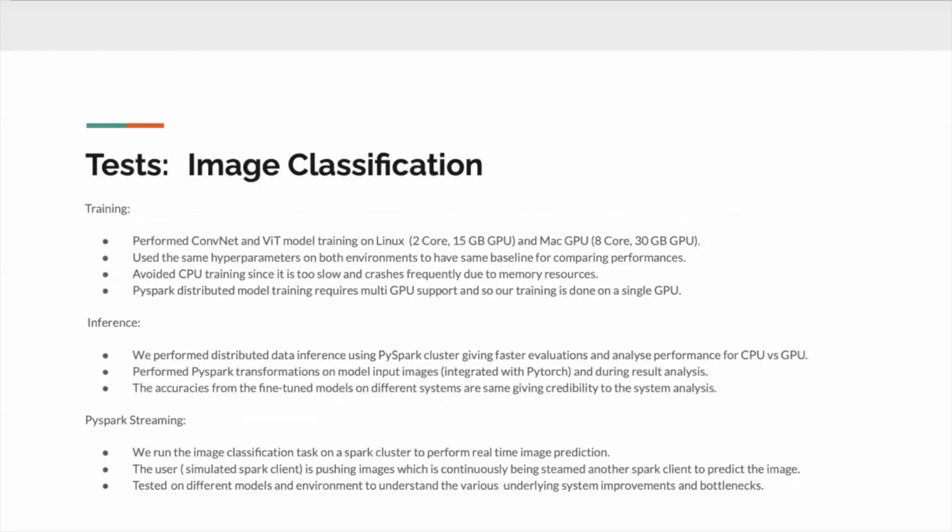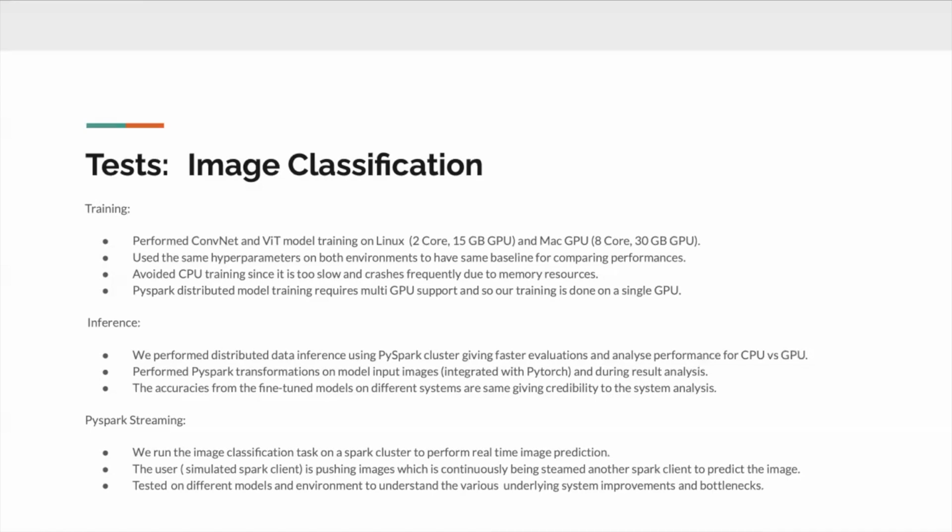For our image classification training task, we run on two systems: Linux TPU, which has 2 CPUs, RAM of 12 GB and 15 GB CUDA, and a macOS system with 8 cores, 16 GB RAM, and 30 GB GPU. We use the same training parameters on the two environments to analyze the system performance and get the same baseline. There were issues with our CPU training due to memory consumption.